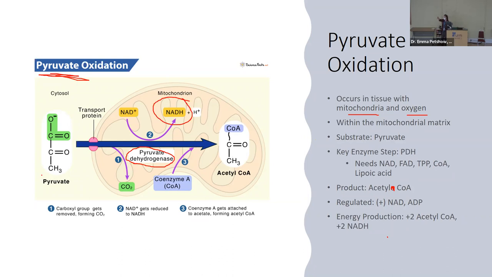1 carbon leaves in the form of CO2. So that's where our carbon tracking goes. This goes away. These 2 carbons attach onto CoA and become acetyl-CoA, coenzyme A. So far, so good? For 1 glucose, 1 glucose becomes 2 pyruvate, and 2 pyruvate becomes 2 acetyl-CoA. So if you're just tracking 1 pyruvate, you would go 1 pyruvate per 1 acetyl-CoA.